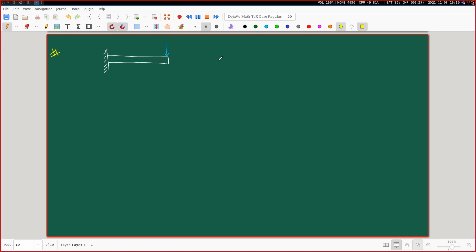So let this end be called A, this end be called C, and this midpoint be called B. So I am interested in determining the slope here. Okay, so this is our question. What is the slope at the midpoint in response to this tip loading? So you understand physically what is happening. I'm applying this tip loading. This entire beam is bending down. And here also there is some deflection, but I'm not interested in that deflection. Rather, I'm interested in the slope there.